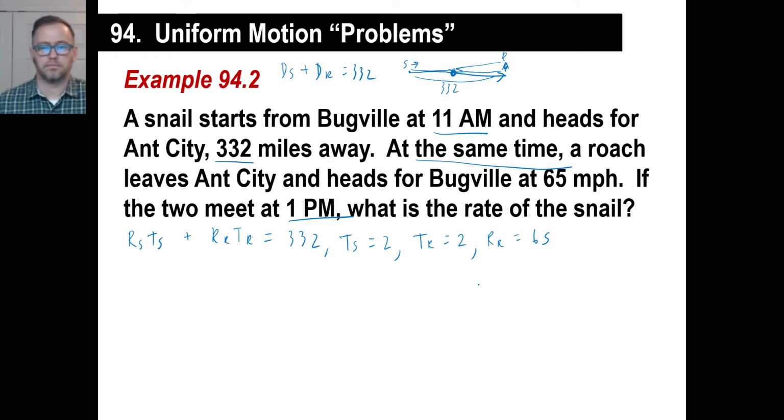Okay, let's plop it in there. In fact, you know what? Pause it. Go ahead and pause it and then figure out what is the rate of the snail. Figure out the R sub S. Figure that out.